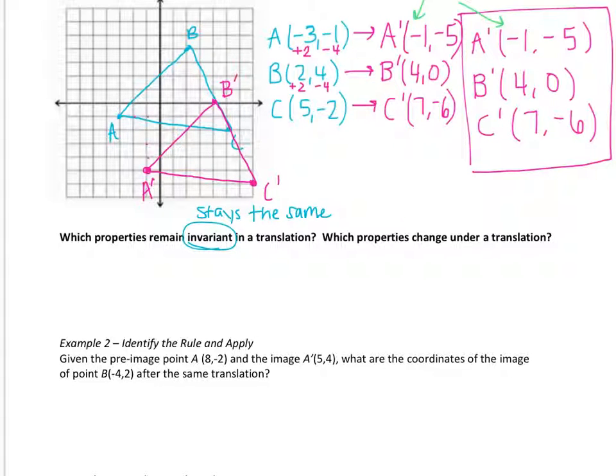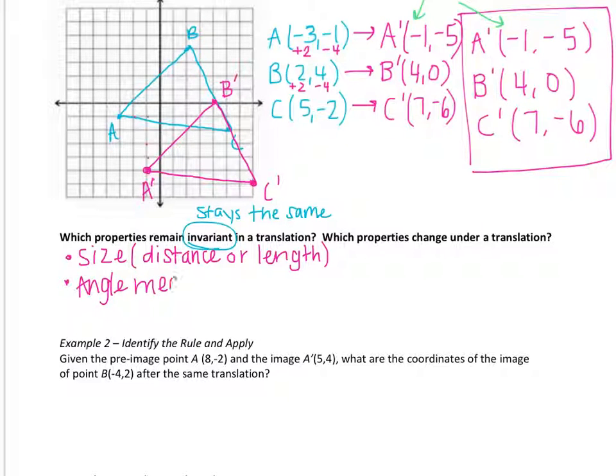In a translation, there's many properties that remain the same, and the most important one is the size. Another word for size is distance or length. Additionally, the angle measure stays the same. All I did was slide triangle ABC over to make a new image, and angle A, for example, is the same measurement as angle A prime.